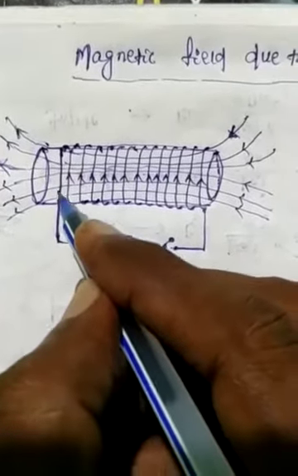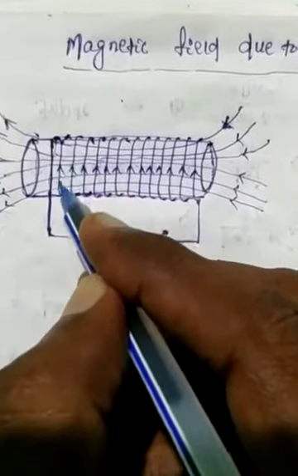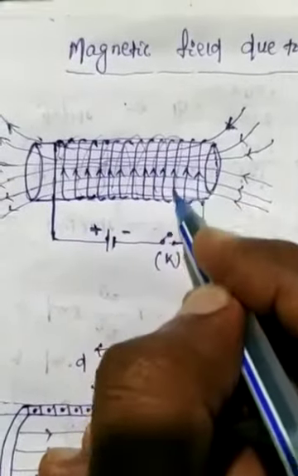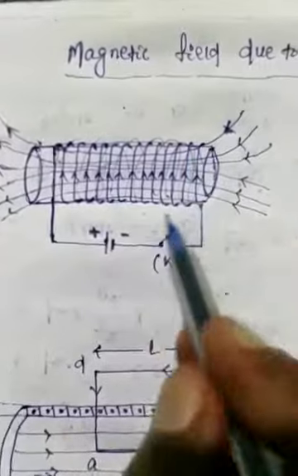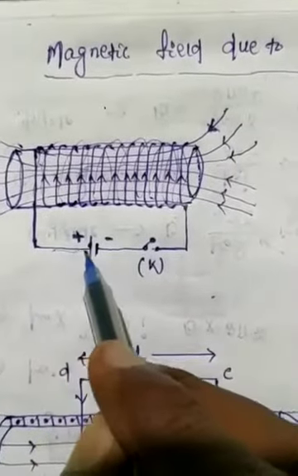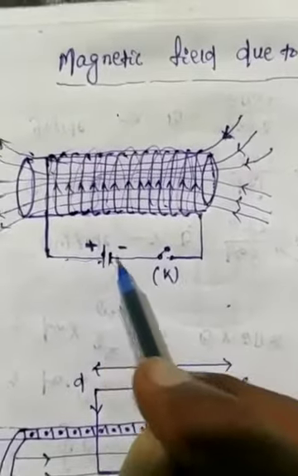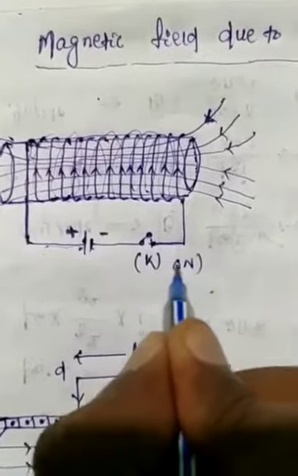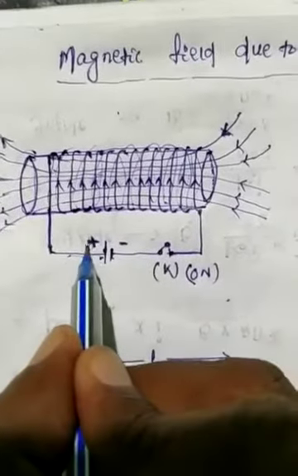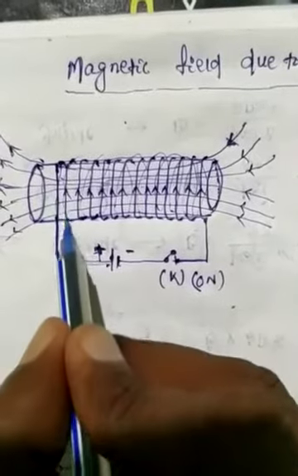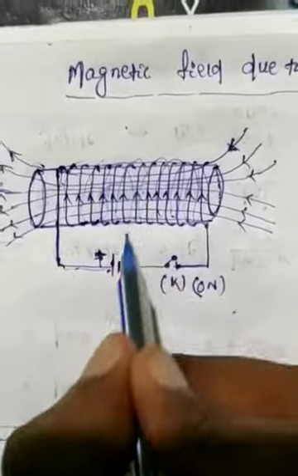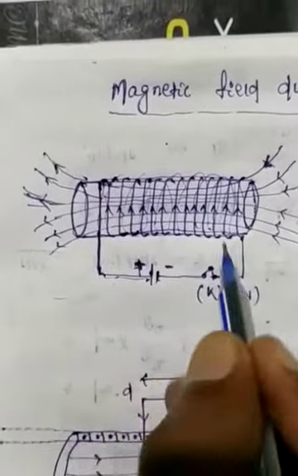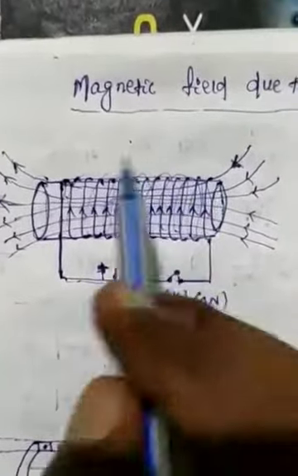an insulated wire is wound over it, just like a number of rounds, and these two terminals are connected with a battery with the help of key K. When the key is on, then charge flows from the positive towards the negative terminal of the battery continuously. The entire structure is called a solenoid.